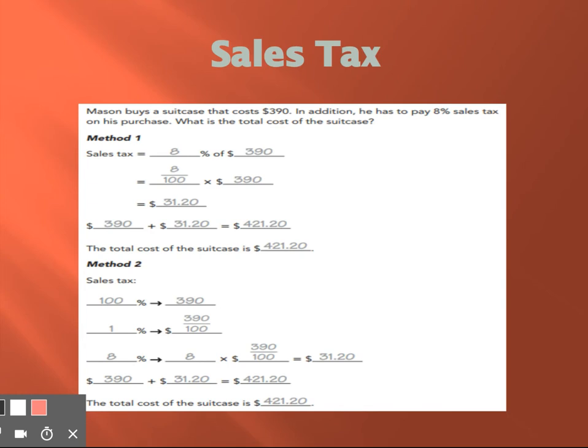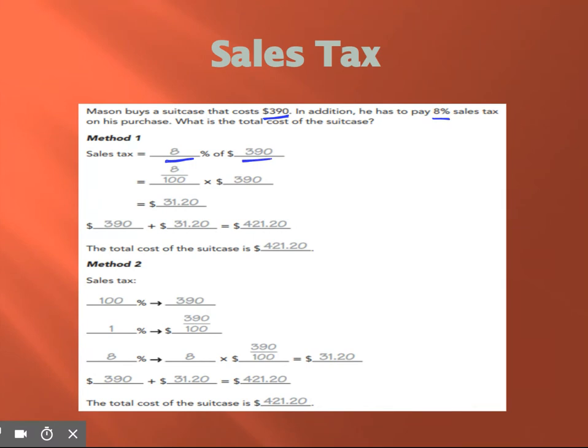So in this case, Mason buys a suitcase. The cost of the suitcase is $390 plus an 8% sales tax. So they want to know the total cost, so the cost of the item plus the tax. So we have an 8% sales tax of $390.